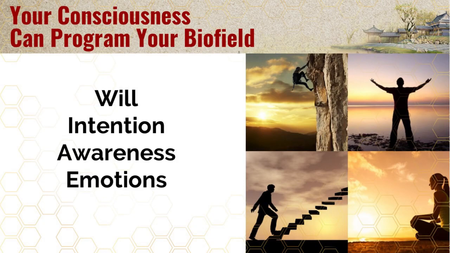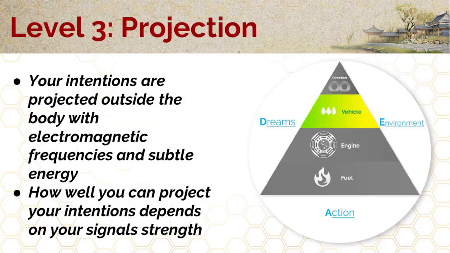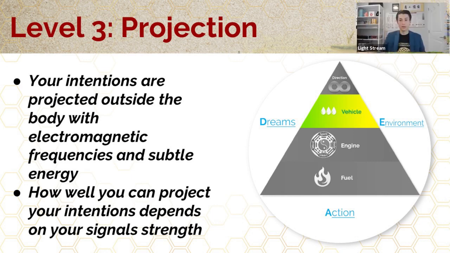Okay, now that you have level 2, now we go to level 3, which is projection. So your intentions are projected outside your body, right? It's kind of like a car. You have fuel, you have an engine, and then you have a car, you have a vehicle, and then you have a direction at the end. So level 3 is projection. You want to project, you have a direction. You want to project whatever your intentions are outside of your body using electromagnetic frequencies and subtle energy.